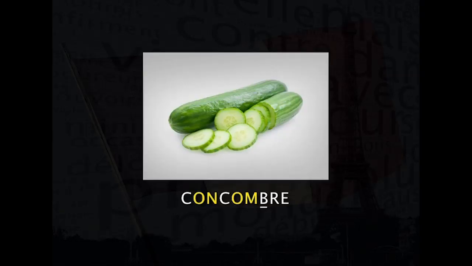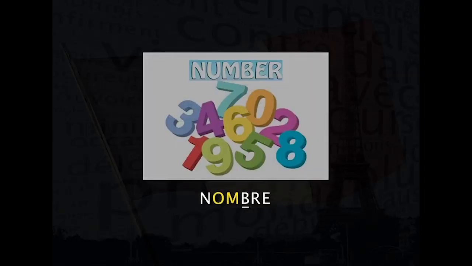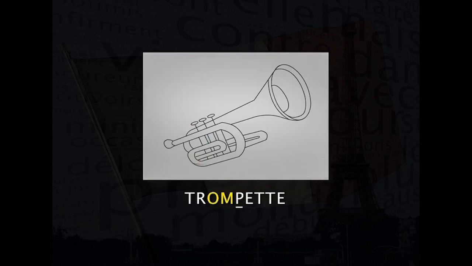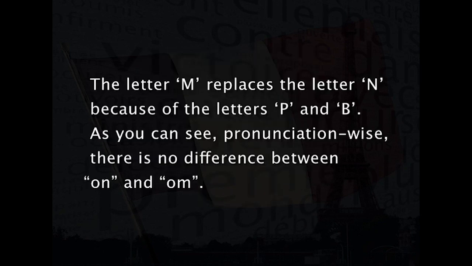The same rule regarding the letter M and N is applicable here too. For example, in the words concombre, nombre, trompette, the letter M replaces the letter N because of the letters P and B. As you can see, pronunciation wise, there is no difference between ON and OM.